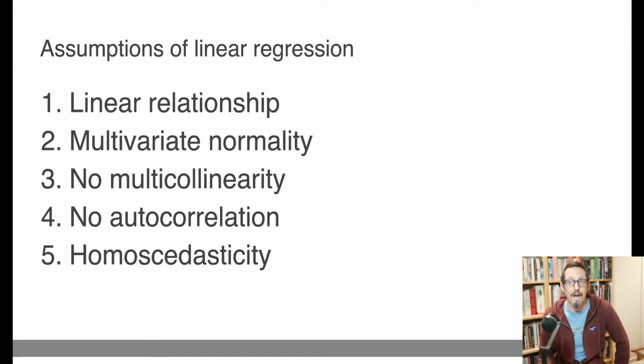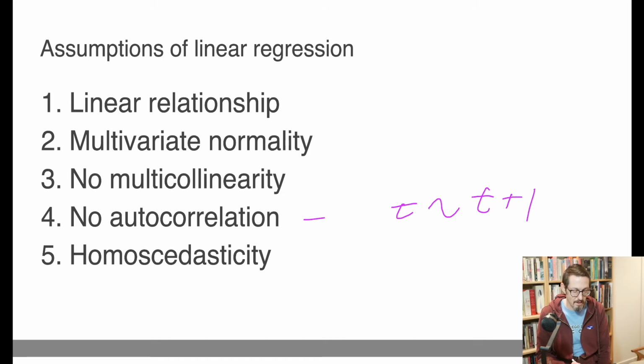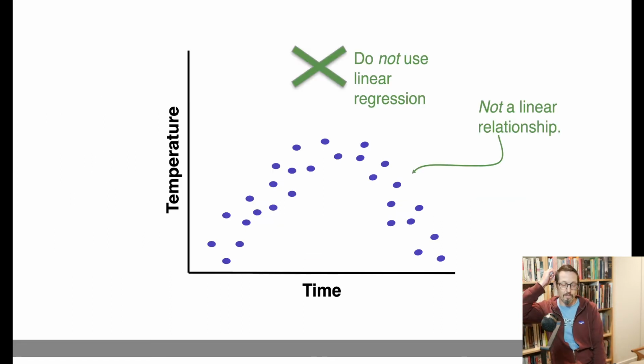We have to assume normality of the data, that each individual measurement should be distributed as a bell-shaped curve. We can't have collinearity, which is where a bunch of the variables are all just combinations of each other. No autocorrelation and no homoscedasticity. Autocorrelation means that the value at time t is not related to the value at time t plus 1. Okay? And homoscedasticity, well, it's easier to show you in a graph. Okay? So let's talk about these.